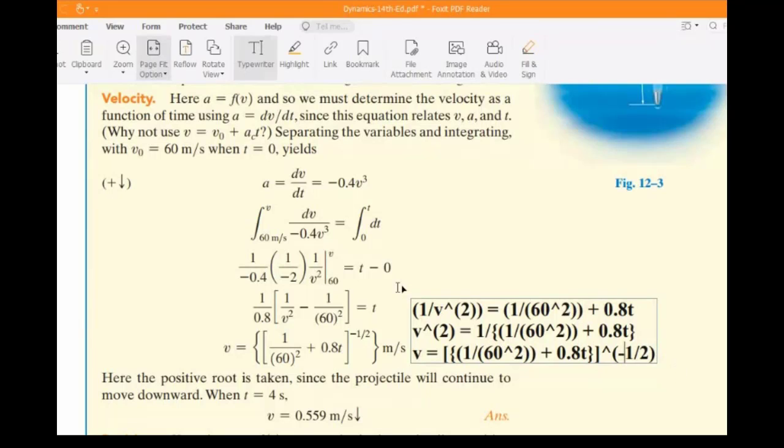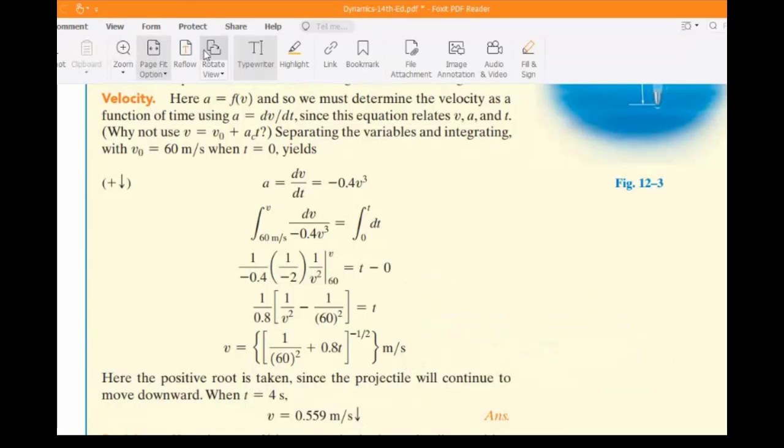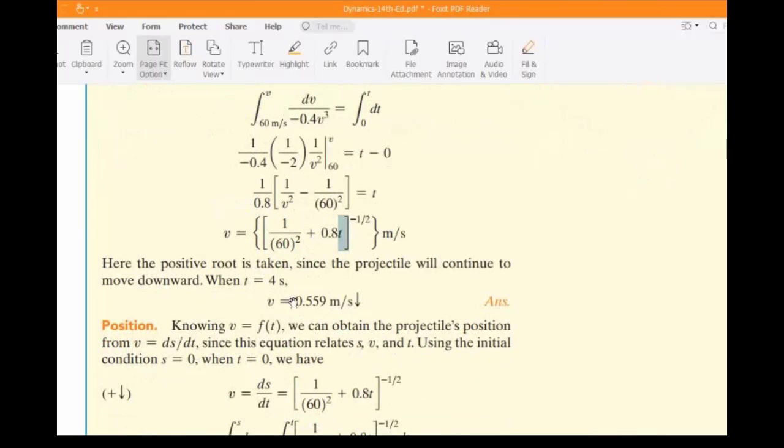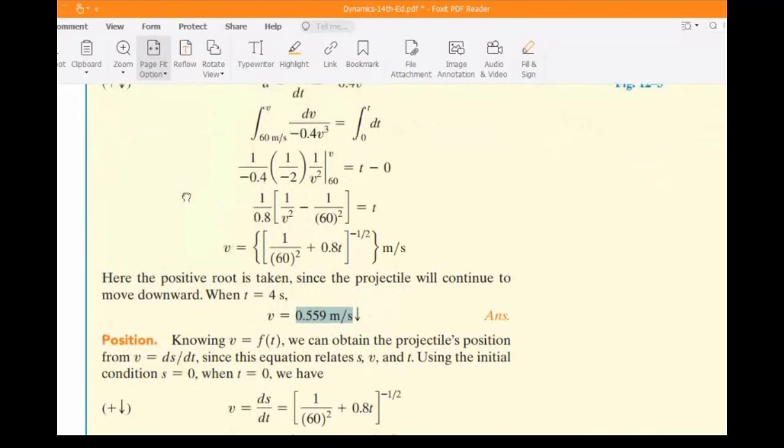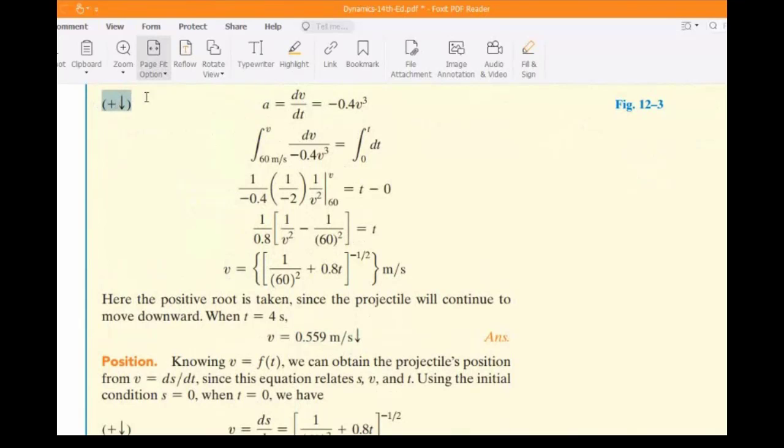So then, if I put t equals 4, you get the velocity, because only t is unknown here. If t equals 4, you get v. So v becomes 0.555 meters per second, positive. As it is positive, it is downward, because we take positive as downward. Is it okay now?